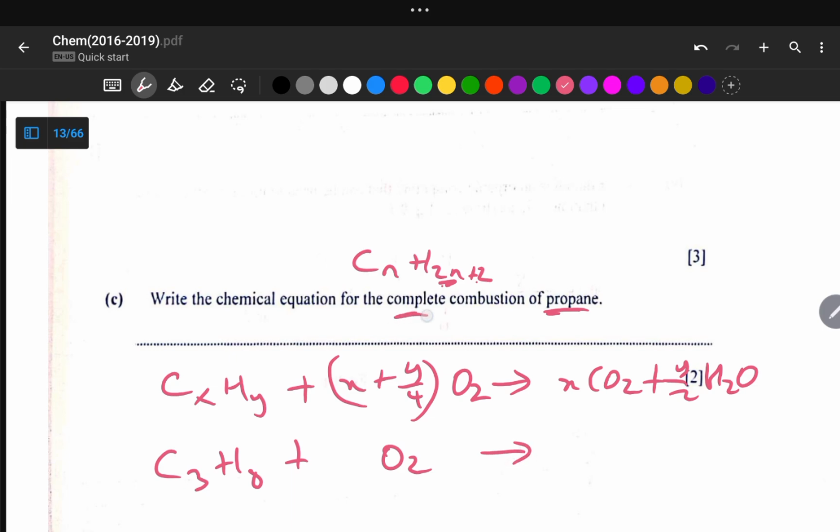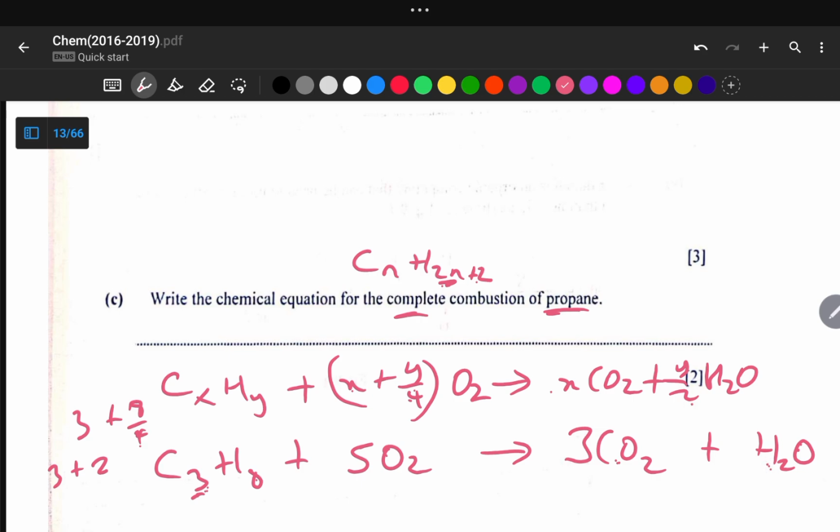This one is complete combustion, meaning you're going to produce carbon dioxide plus water. And then the number of moles for oxygen gas is x plus y over 4, so it's 3 plus 8 over 4, which is 3 plus 2, to give us 5. So this is how you balance these organic reactions. And then the number of moles of carbon dioxide is x, so our x here is 3. So you're going to have 3 here. And then the number of moles for water is y over 2.